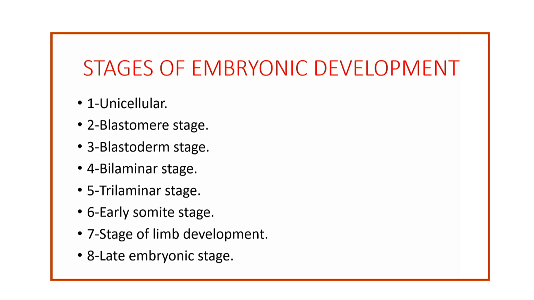When we explain embryonic development, it has to undergo many stages. These stages include the unicellular stage, blastomere stage, blastoderm stage, bilaminar stage, trilaminar stage, early somite stage, stage of limb development and late embryonic stage.